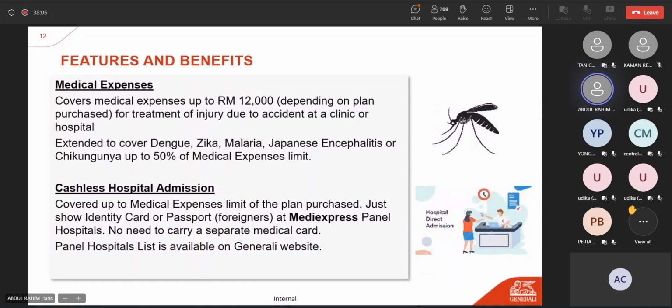However, this does extend to cover illnesses caused by dengue, Zika, malaria, JE, and chikungunya, up to 50% of the medical expenses limit. So if you have plan 7, your medical expenses limit is 12,000, you can claim up to 6,000 for dengue, Zika, malaria, JE. Other illnesses are not covered because it's a personal accident plan. So COVID is not covered under the PA medical expenses.